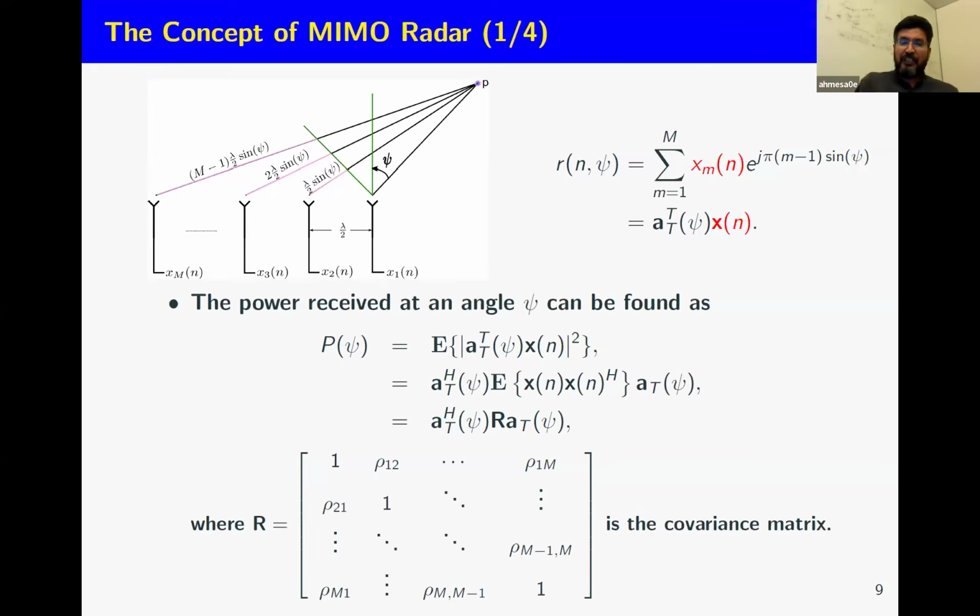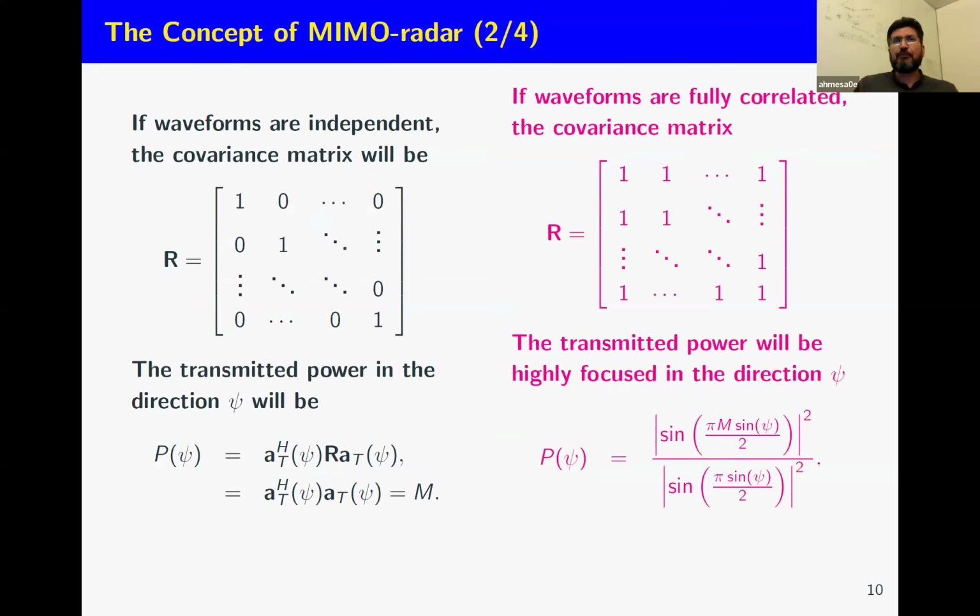So here, R will look like this. In here, ρ12 is the correlation between the waveform that we are transmitting from the first antenna and the second antenna. Similarly, ρ13 will be the correlation between the first antenna and the third antenna, and ρ1M will be the correlation between the first and Mth antenna. So we have a bunch of things that we can change, and by changing them, we can achieve different types of beam pattern. Now we will see a few examples.